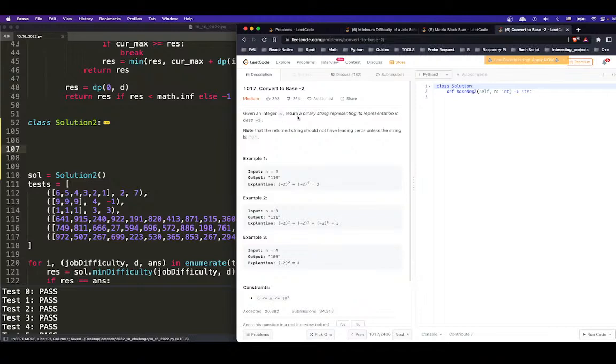Given an integer, return the binary string representation in base -2. The string should not have leading 0. So basically we're asking -2 to the power, right? Isn't that log? But can you do log -2? You can't. There's no such thing as a log -2.